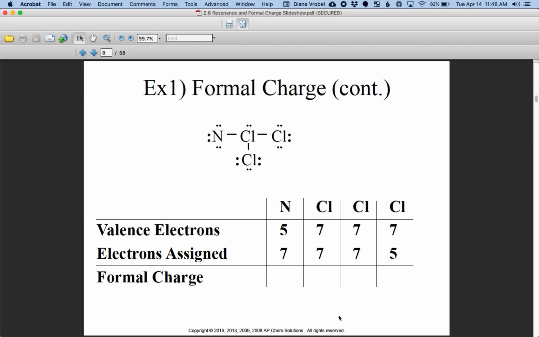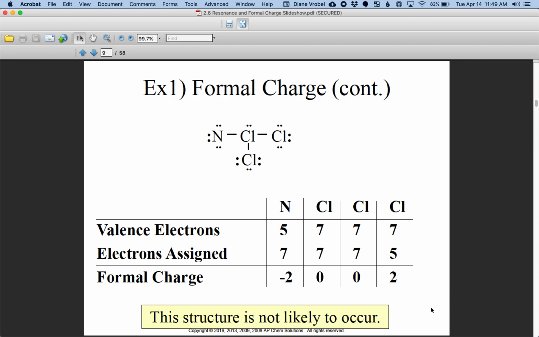And then we need to subtract them. And, oops, sorry. When we subtract them, we have a formal charge of -2 for nitrogen, and then we have a +2 for chlorine. Because they are not close to 0, this structure is probably not going to be favored.